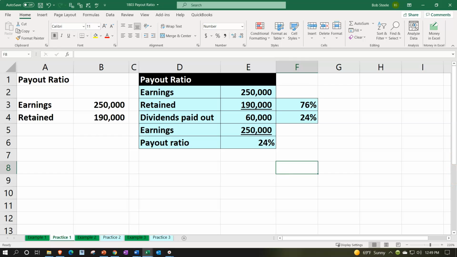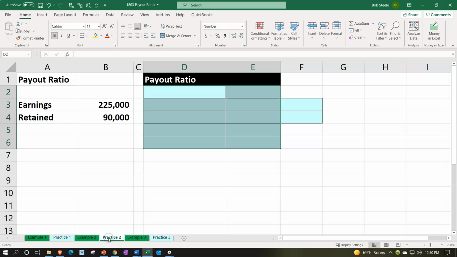Let's try it again. Let's do it again in another tab. Same calculation. We're going to go to Practice Tab 2. So we're on Practice Tab 2 down below. We're looking at the payout ratio. This time the earnings are $225,000, basically the earnings being net income, and we retained, meaning we didn't pay out in dividends, $90,000.